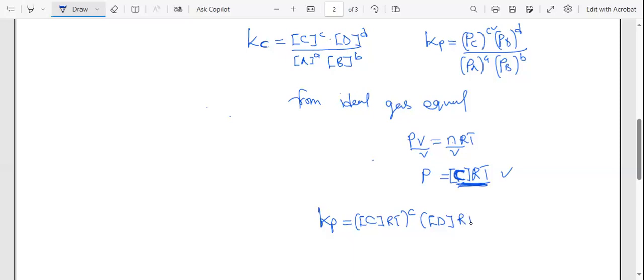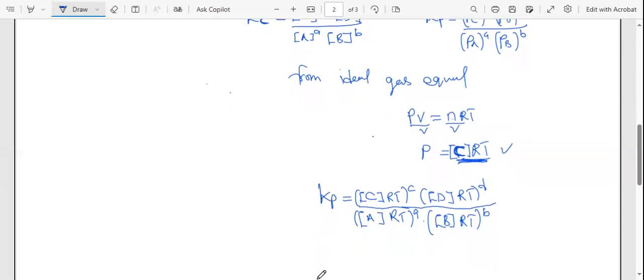Again, RT raised to the power D. All right, so we have again the same one for A now. Concentration of A, then RT, then to the power A. Then again, open bracket, concentration of B, RT of B, to the power B like that. So now this is the expression.